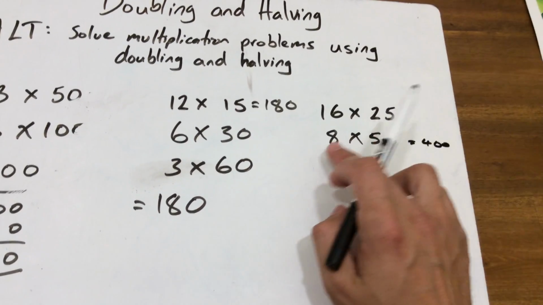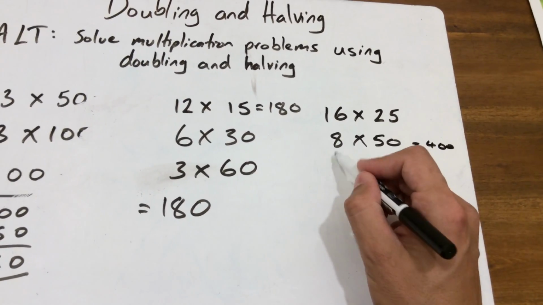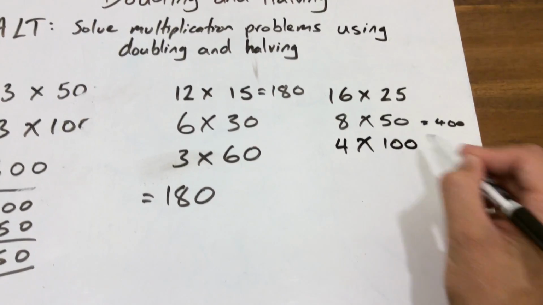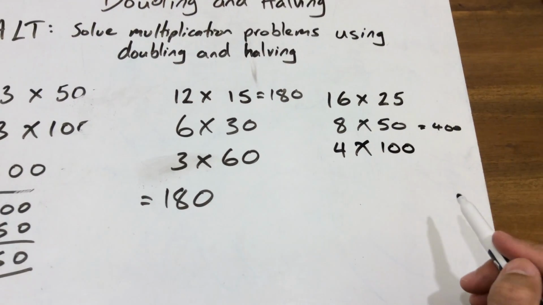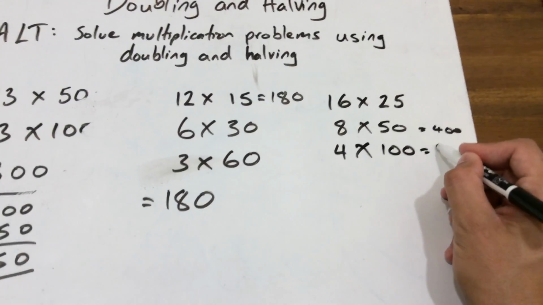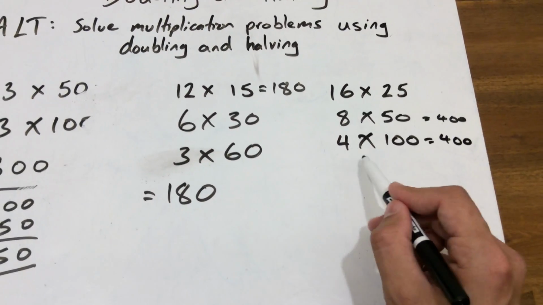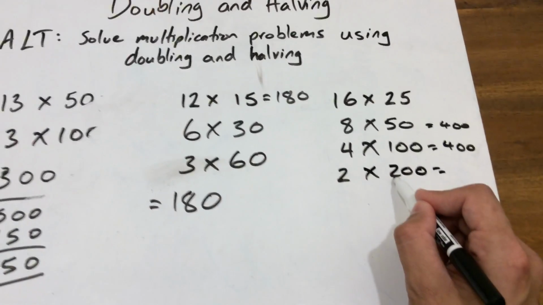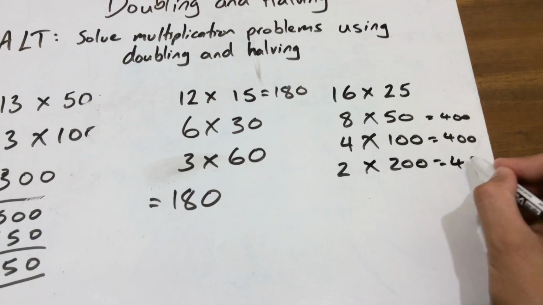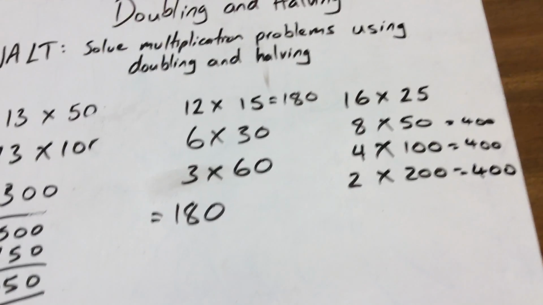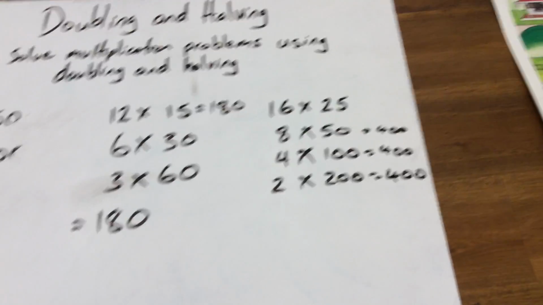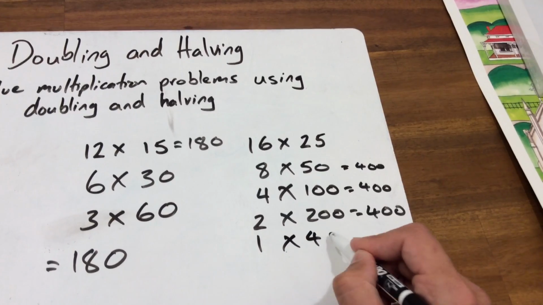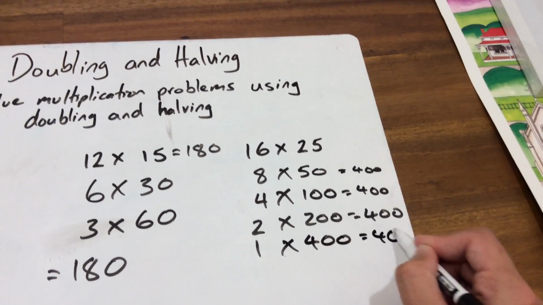But if we didn't know that, if 8 times 5 was too hard, how else could we do it? We could double and halve our equation again and go 4 times 100. We doubled 50 and halved the 8. 4 times 100, same answer again, 400. If I still wanted to carry on doubling and halving, I could halve that 4 to 2 and double that 100 to 200. 2 times 200, where 2 times 2 is 4, times 10 times 10. And if you wanted to go one more, we could halve 2 to 1 and double 200 to 400. So there we go, 1 times 400 equals 400 straight away.